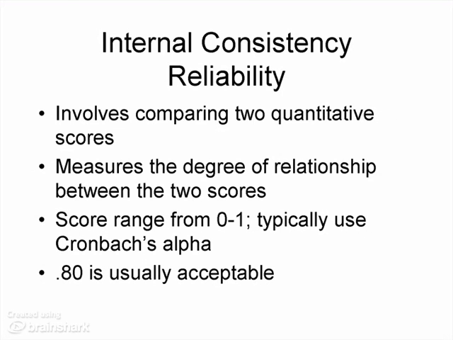We can measure the internal consistency, which is a reliability measure, by comparing two quantitative scores, as in the last example. And what this does is measure the degree of relationship between the two scores, or how highly correlated the two scores are with one another. Typically, this is known as a Cronbach's alpha. That's the statistic that's used. It ranges from 0 to 1. Of course, the closer to 1, the more perfect the correlation between the two. Generally, in research, a measurement of 0.80 is the acceptable level. So you want anything that's correlated 0.80 or higher.